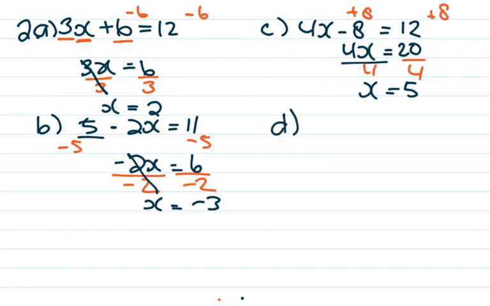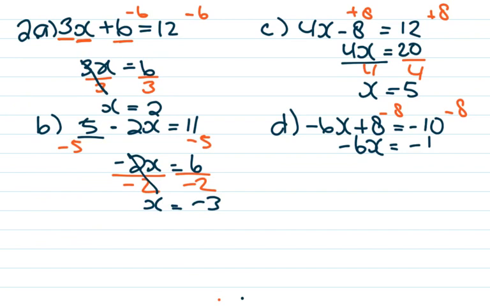D, negative 6x plus 8 equals negative 10. First I'm going to subtract 8 from both sides. So I have negative 6x equals negative 10 minus 8 is negative 18. Divide both sides by negative 6. And I'm left with x equals 3.